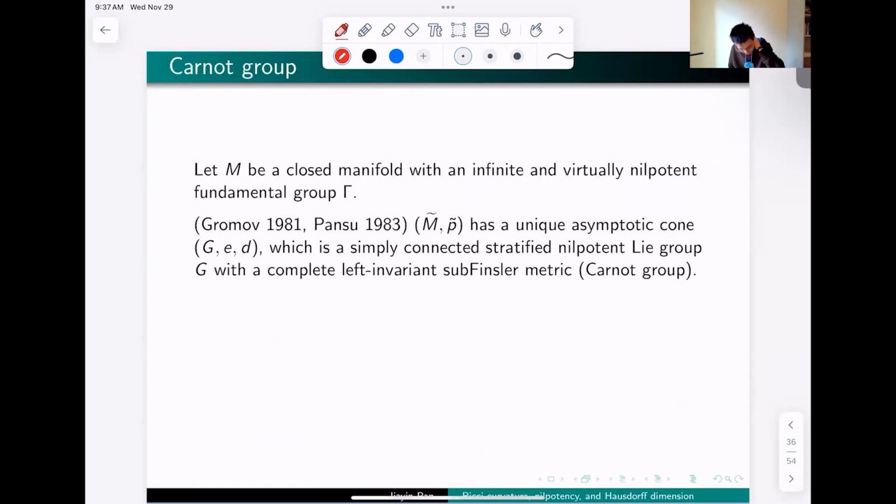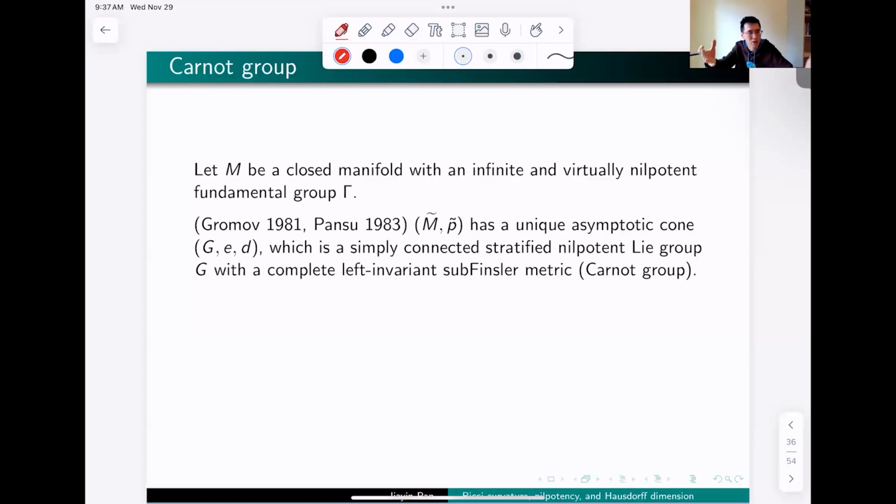So yeah, this is also related to the Carnot group. So this one does not have non-negative Ricci curvature. So you start with any closed manifold with an infinite fundamental group, and you also assume that the fundamental group is virtually nilpotent. For example, there are a lot of examples. So in Gromov's work, he showed that if you have a finitely generated group of polynomial growth, then it must be virtually nilpotent.